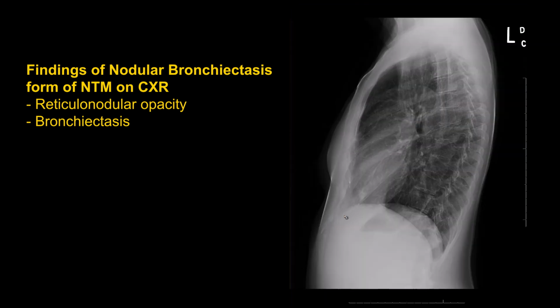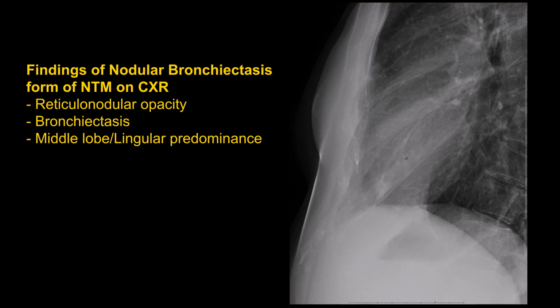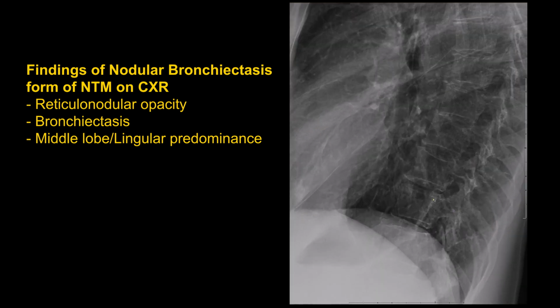When we take a look at the lateral view, you can see that there's abnormal opacity here in either the lingula or the right middle lobe, and we have this band of opacity here in one of the lower lobes.